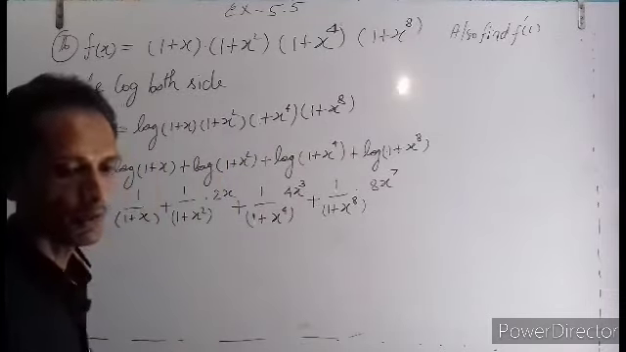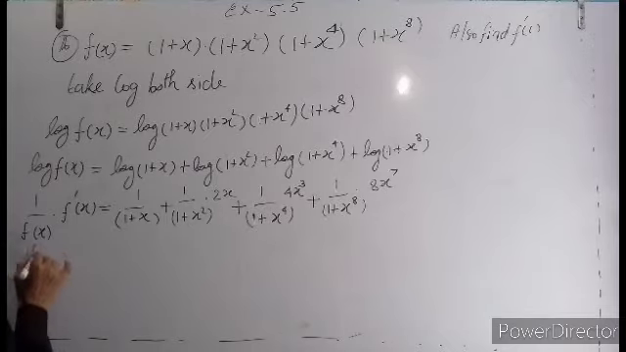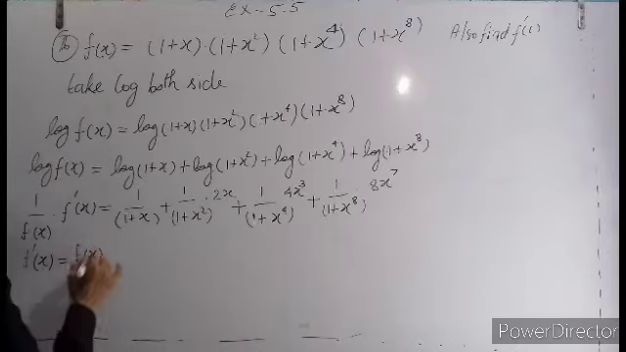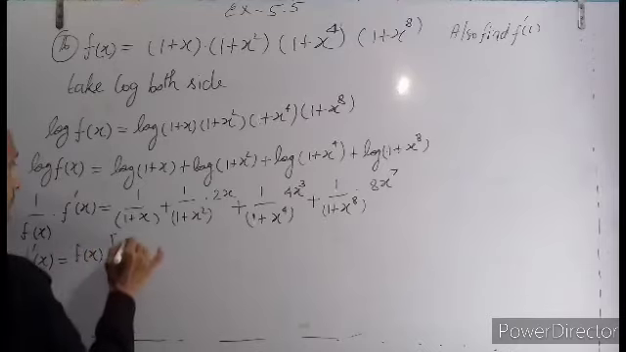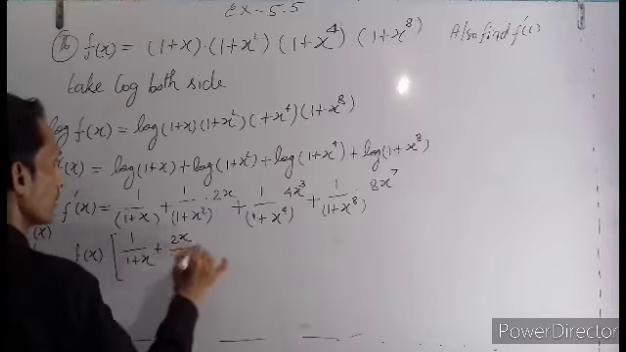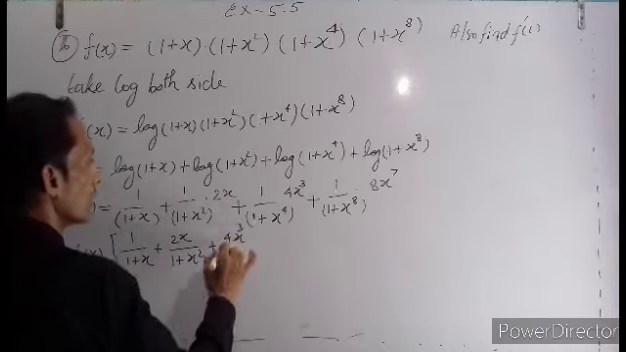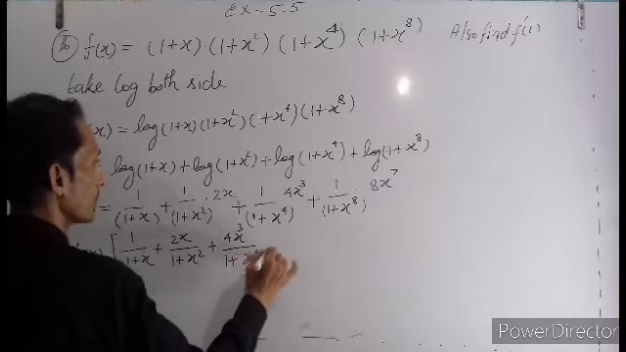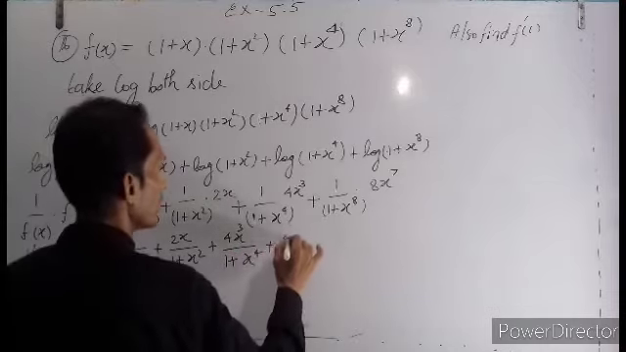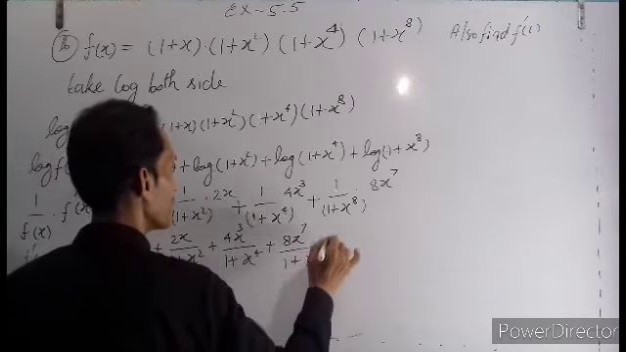So what will come after that? We need f dash x, so f of x transposes to the RHS. So f dash x equals f of x into, 1 upon 1 plus x plus 2x upon 1 plus x square plus 4x cube upon 1 plus x raised to the power 4 plus 8x raised to the power 7 upon 1 plus x raised to the power 8.